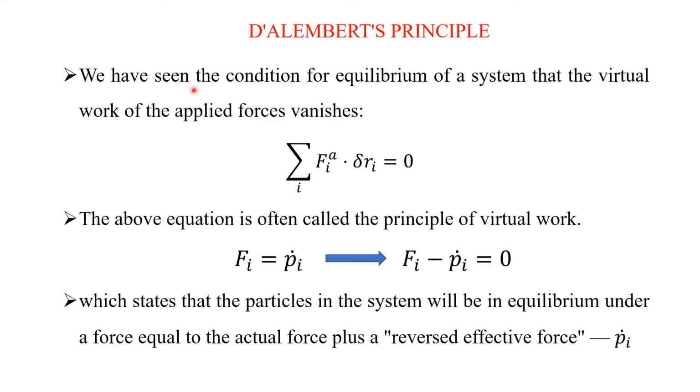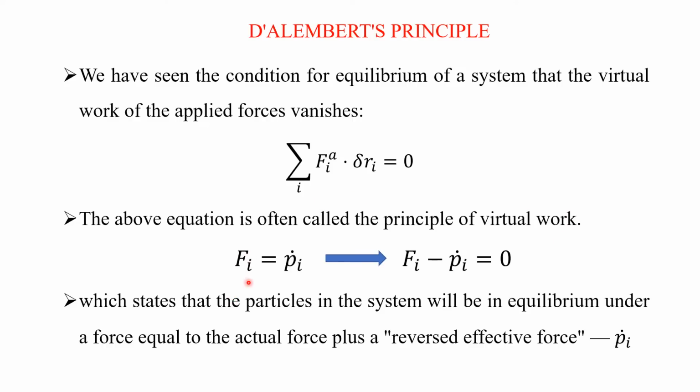Just now, we have seen the condition for equilibrium of a system: that the virtual work of the applied forces vanishes. That is, summation over i Fi^a dot delta Ri is equal to 0. The above equation is often called the principle of virtual work.